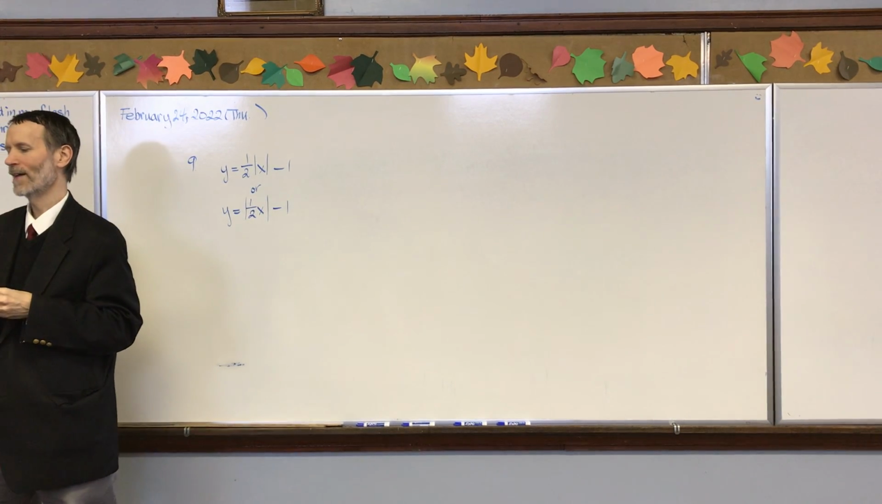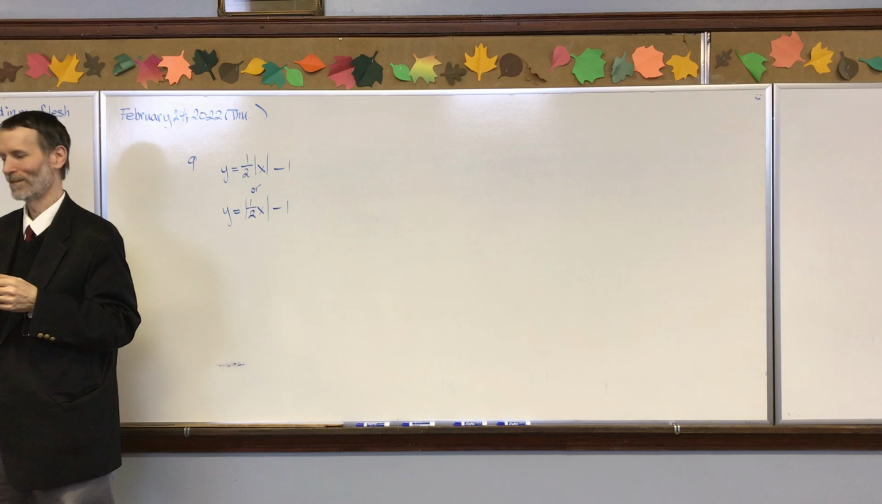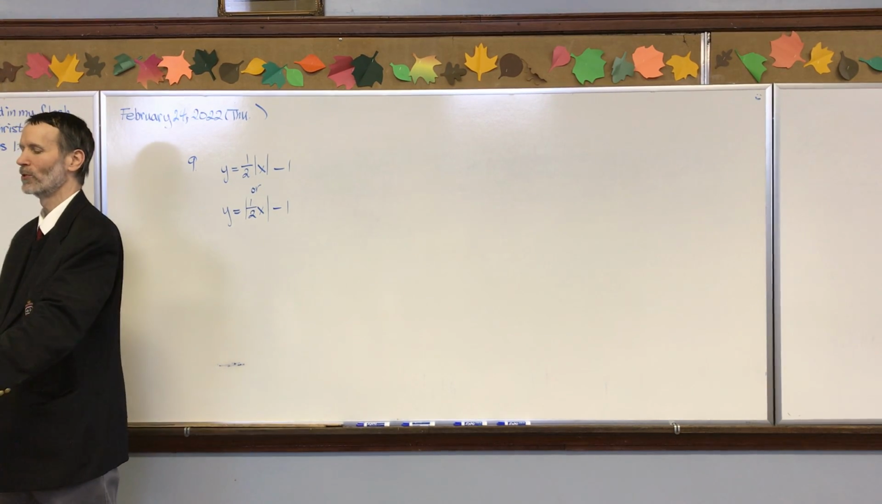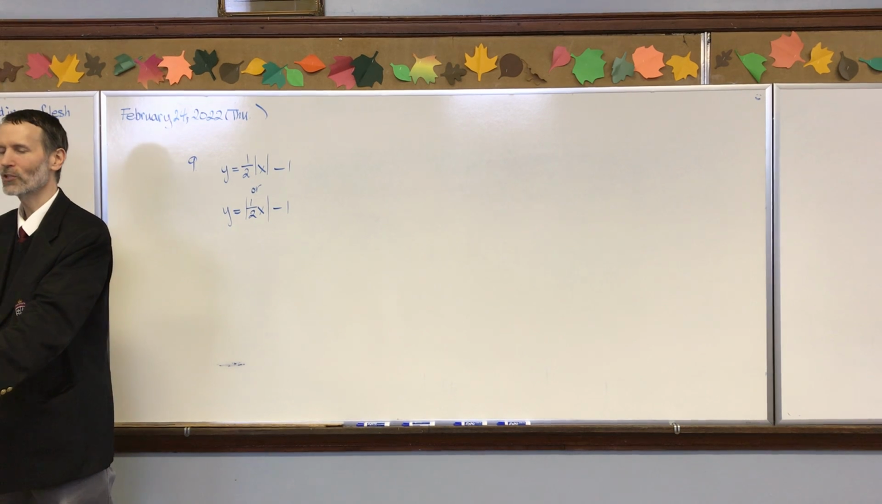Number 10, the parent graph is y equals x squared, parabola. The child equation is y equals negative x squared plus 2.